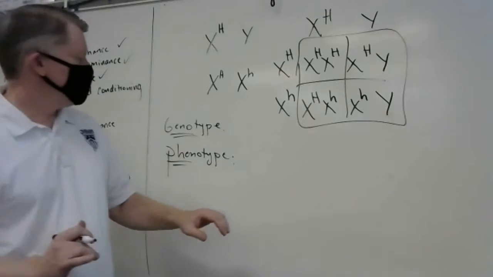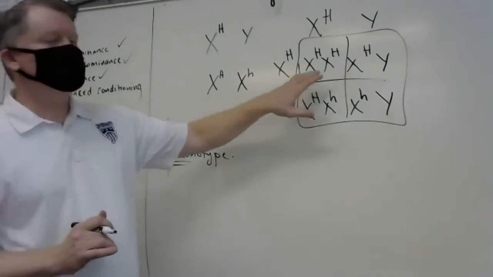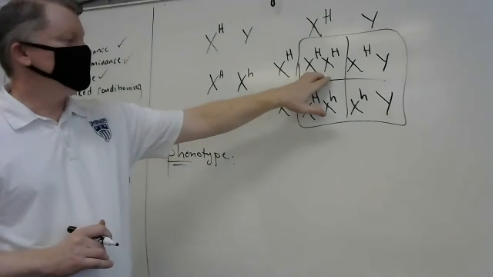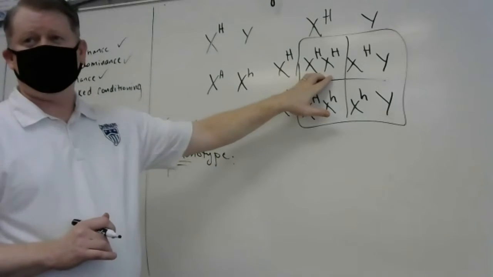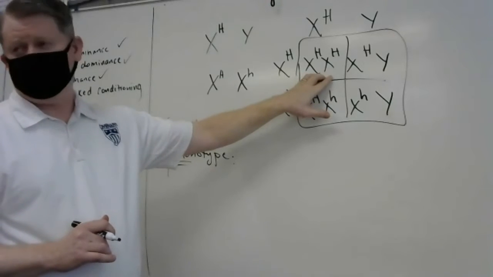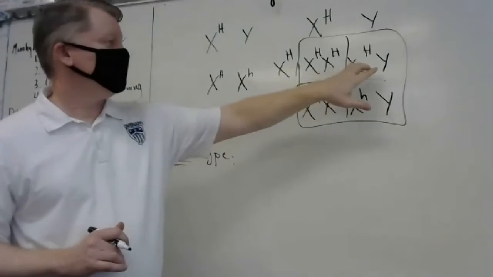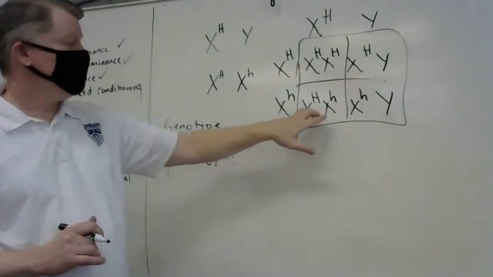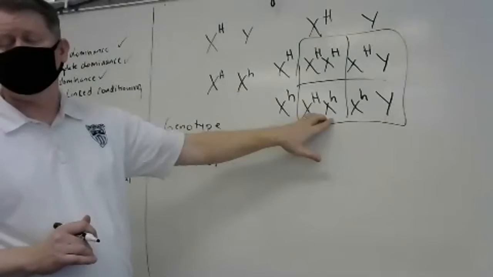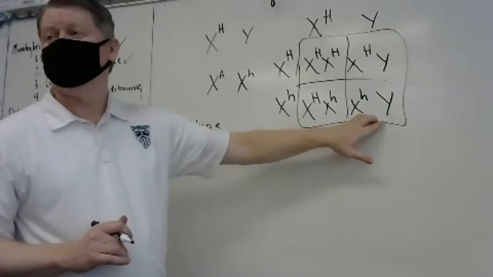Okay. So here we go. Genotype. Let's just do broad genotypes. This is a male or female? Female. Does she have hemophilia? She's not even a carrier, right? Okay. This is a male. Does he have hemophilia? No. Female, what is she? Carrier. Male, he's a hemophiliac.